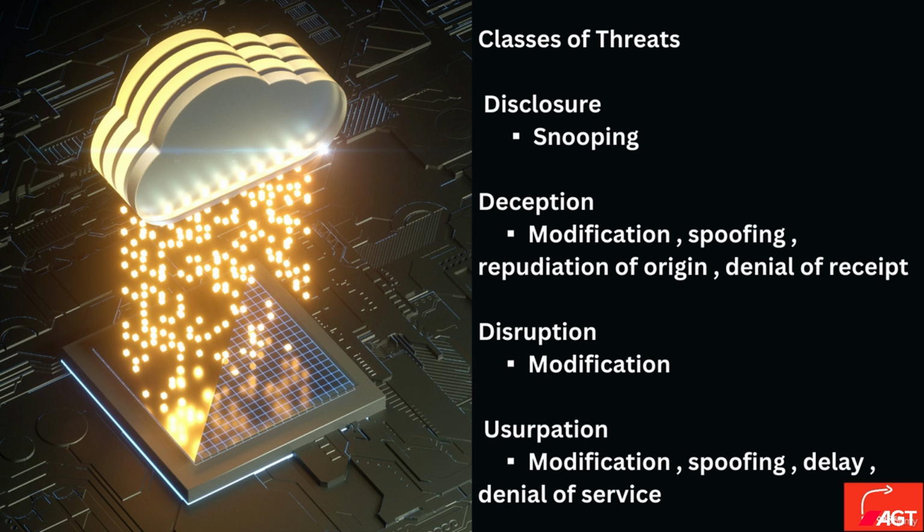Another kind of deception threat is spoofing. Attacks known as spoofing entail pretending to be a trustworthy entity, such as a user, device, or network, in order to obtain unauthorized access to information or resources. Many techniques, including IP spoofing, DNS spoofing, and email spoofing, can be used to launch spoofing attacks.